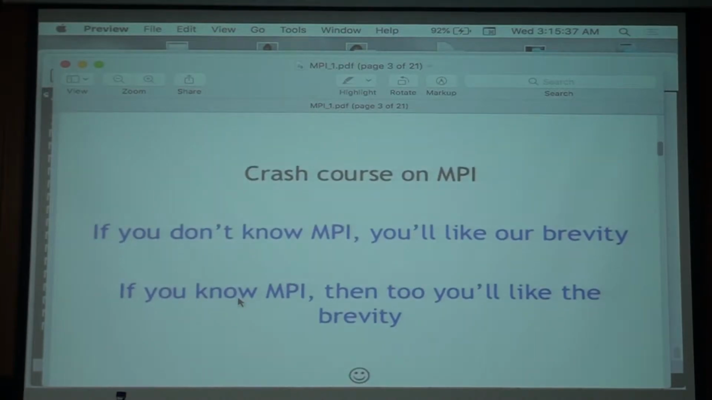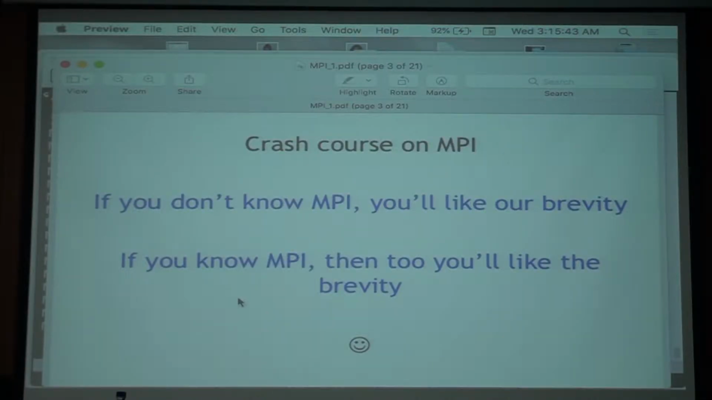Crash course on MPI, which is a very small segment of MPI. It won't be that long anyway. If you don't know MPI, you'll like our brevity. If you know MPI, then also you'll like your brevity. Okay, both these will be happy. So we are not going to give you all the 300 plus commands and variations. There are 12 types of sends and receives. I don't know who uses all of them, but some people will need some of those send types sometimes. That's why they are all there. And experts know it all. Users will know typically 4 or 5 variations of it.